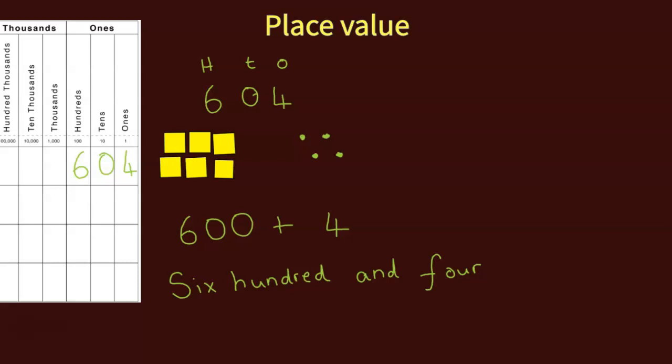To write it as an expanded form, I've done 600 because I can see my 600. There's no tens again there, and there are four ones. So then here I wrote 604 at the bottom here, okay?